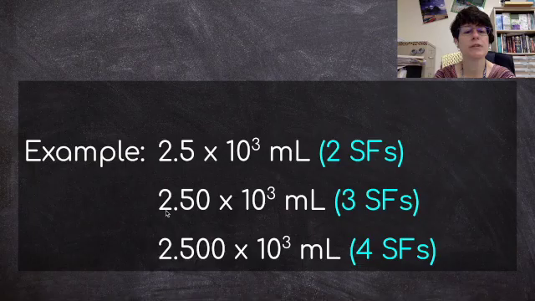If it was written as 2.50 times 10 to the third milliliters, we would see that there are clearly three significant figures. This would count because it is after the decimal, so 2.50. Three significant figures. And if it's written as 2.500 times 10 to the third milliliters, we would see that there are clearly four significant figures.